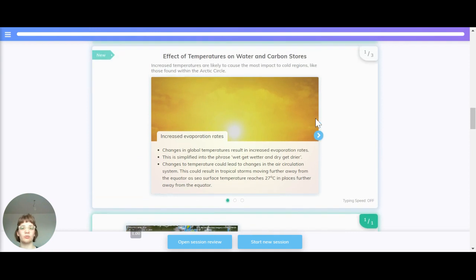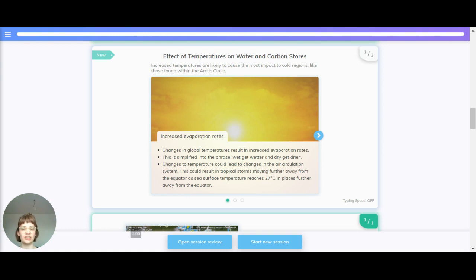What's the effect of temperature on water and carbon stores? Increased temperatures are likely to cause the most impact to cold regions, like those found within the Arctic Circle. Increased evaporation rates. Changes in global temperatures result in increased evaporation rates. This is simplified into the phrase, wet get wetter and dry get drier.